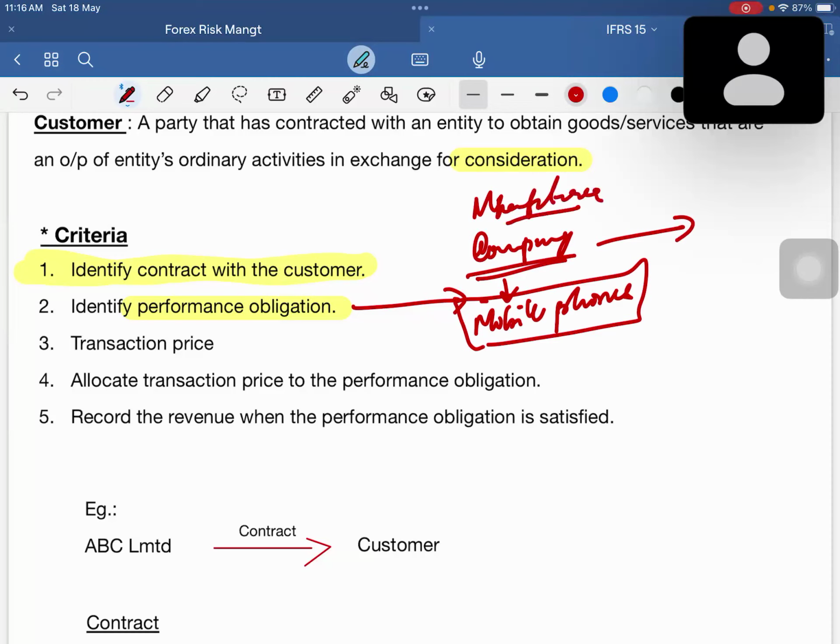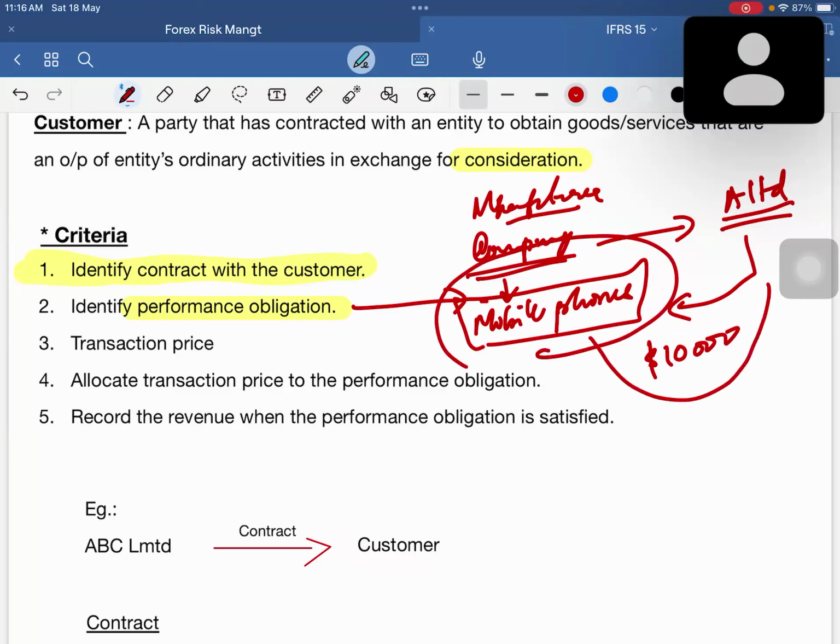And there is a retail company, A Limited, that is going to purchase mobile phones in bulk. So this person actually paid you, let's say, $10,000. So when this person has paid you the $10,000, then it becomes obligated upon you to transfer these mobile phones to the A Limited company, right? So this is your performance obligation. Whatever goods are being demanded, you have to deliver them. That is the performance obligation.